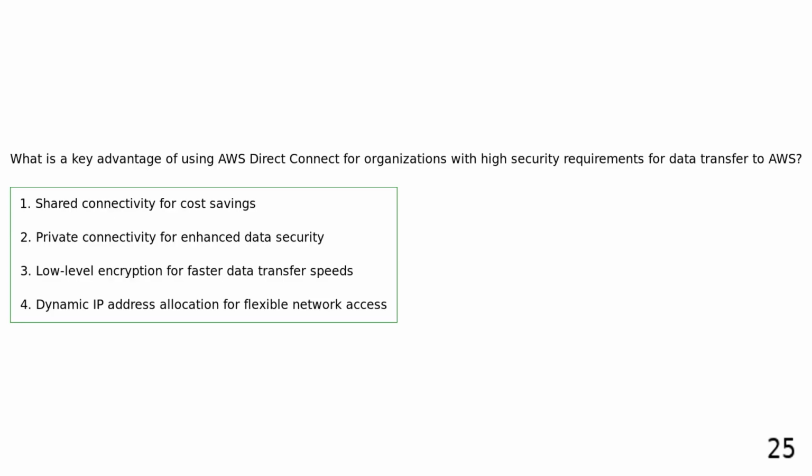What is a key advantage of using AWS Direct Connect for organizations with high security requirements for data transfer to AWS? Shared connectivity for cost savings. Private connectivity for enhanced data security. Low-level encryption for faster data transfer speeds. Dynamic IP address allocation for flexible network access.